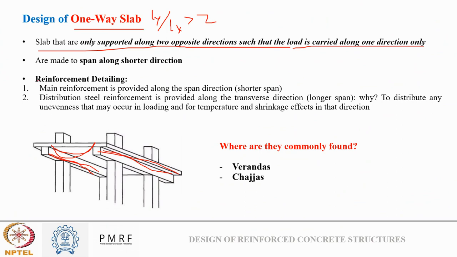Now how is reinforcement detailing done in this? We provide main reinforcement along the span direction, that is along the shorter span, to resist this bending. And we provide some distribution steel along the transverse direction also. Why? To distribute any kind of unevenness that may occur in loading, or for temperature and shrinkage effect, we provide some minimum reinforcement.